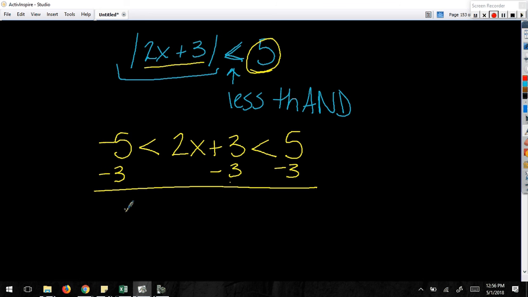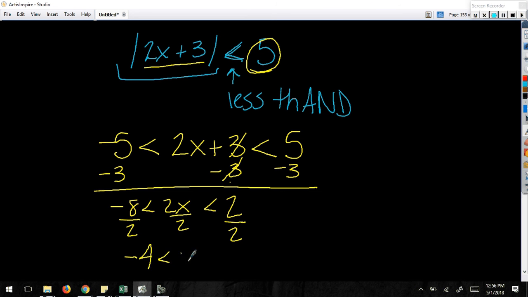3 sides now. So now I have -8. This is canceled out, and I have 2. And so now I'm going to divide by 2, and I get -4 and 1. So again, on the number line, as I look at this, start here at -4, then I got 3, 2, 1, 0, and here is 1.